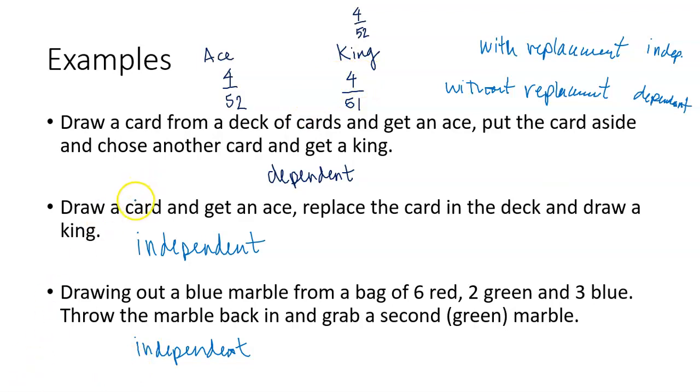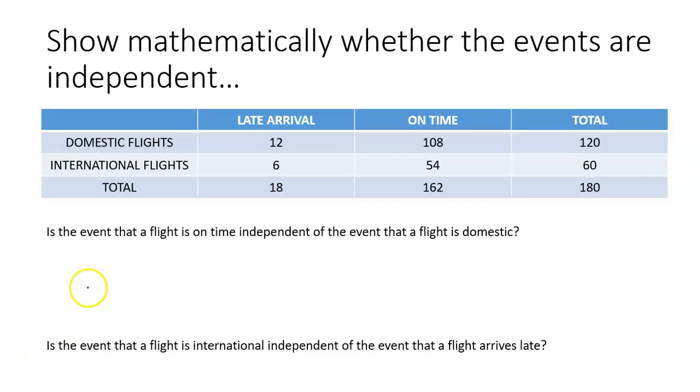Okay, so some of these questions are just asking you to think about it. Are these dependent or are they independent? Okay, show mathematically whether the events are independent. This is using a two-way table. So on this one, because it asks us to show mathematically, we really need to use our formula. That is the probability of A times the probability of B. Does it equal the probability of A intersect B?